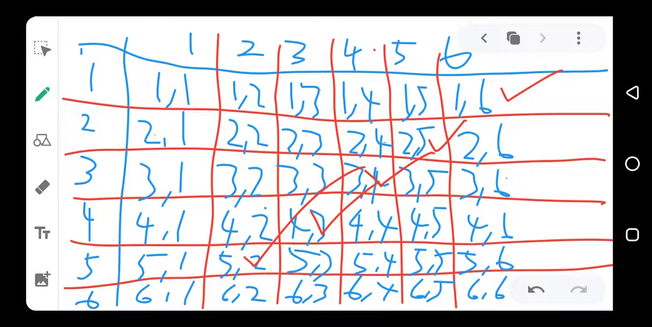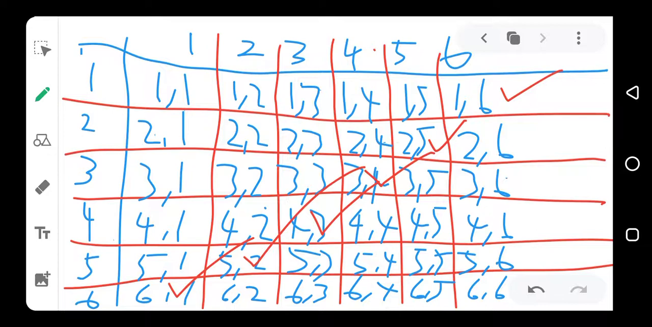The last row, 6 plus 1 will give us 7. So we mark it. 6 plus 2 will not give us 7. 6 plus 3 will not give us 7. 6 plus 4 will not give us 7. 6 plus 5 will not give us 7. And 6 plus 6 will not give us 7. So these ones marked are the ones that will give us 7 when we add two of them.